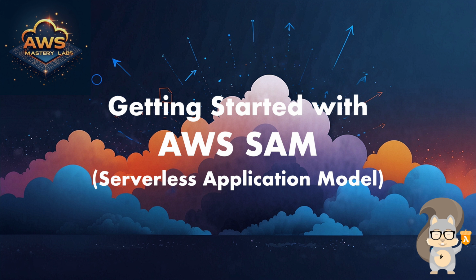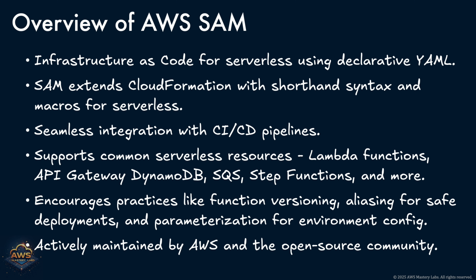Let's get started. AWS SAM is an open-source framework designed to simplify the development and deployment of serverless applications on AWS. It allows you to define your infrastructure as code using a clean and compact YAML syntax. With just a few lines, you can declare your Lambda functions, API Gateway endpoints, DynamoDB tables, SQS queues, and more, all in one unified template.